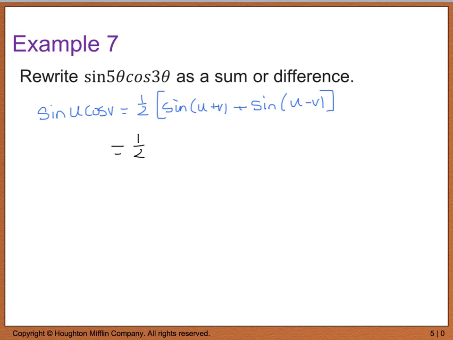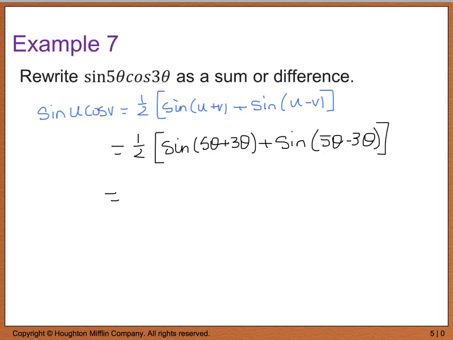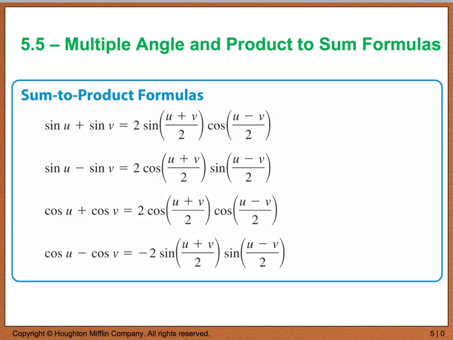So, we have 1/2 times the sine of 5 theta plus 3 theta plus the sine of 5 theta minus 3 theta. So this then is going to give us 1/2 times the sine of 8 theta plus the sine of 2 theta. And that's it.